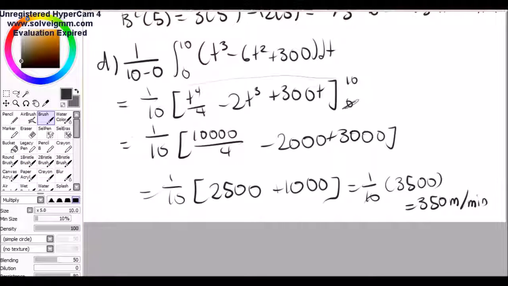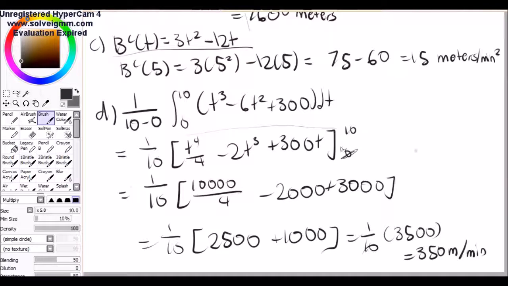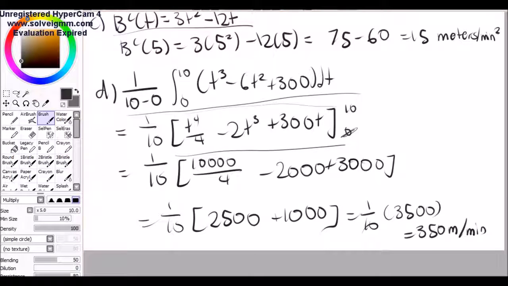Once again, as for scoring, we get 1 point for setting up this integral correctly. We get another point for taking the antiderivative correctly as well. And then another point for this answer right here. So in total, the last part, part D, is worth 3 points.